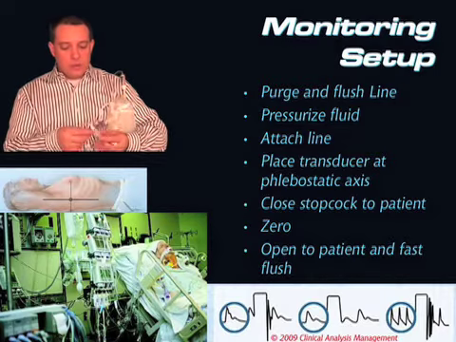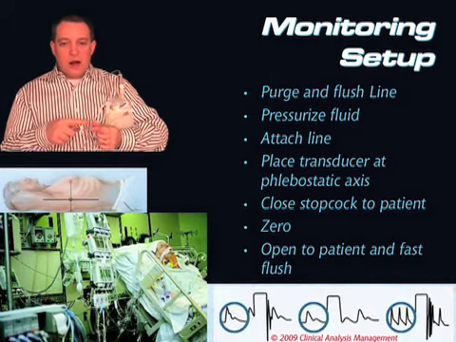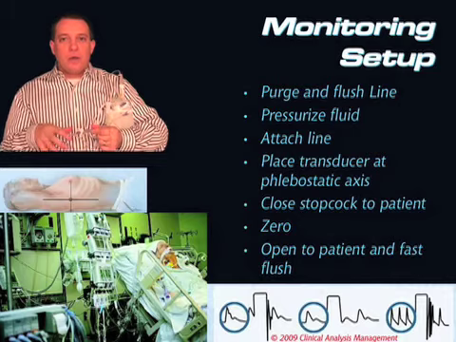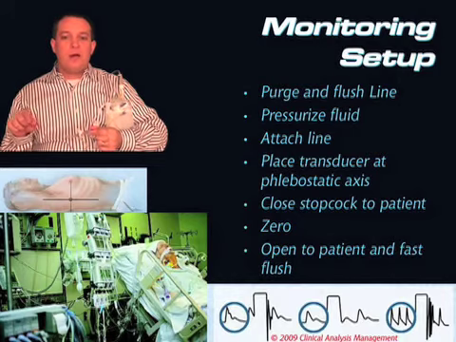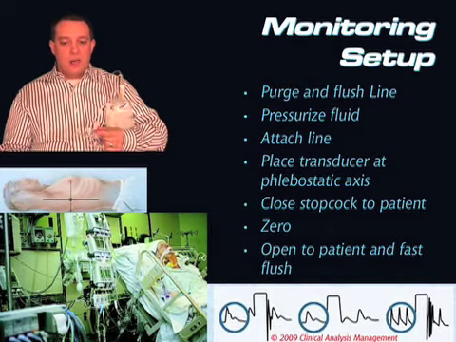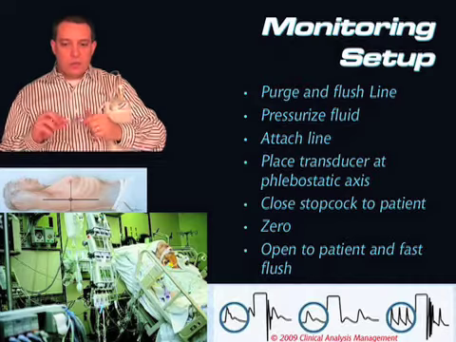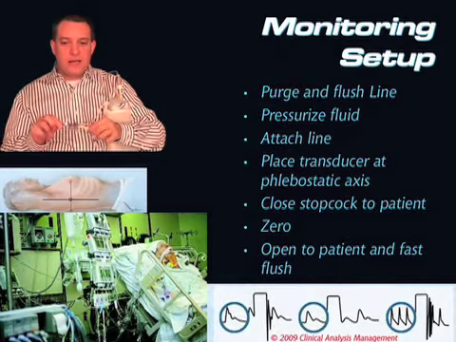And then we're going to find the stopcock that is closest to the patient, this particular one, and we're going to turn that off to the patient, open to air. Then we're going to zero our monitor. Once we're done zeroing our monitor, we're going to take this stopcock and change it back to where it is closed to the air, open to the patient. We're going to take our transducer and put it equal with the patient's phlebostatic axis.